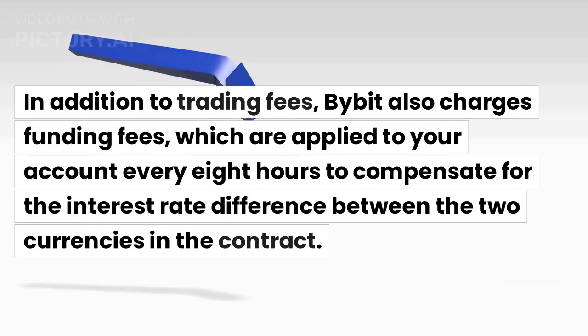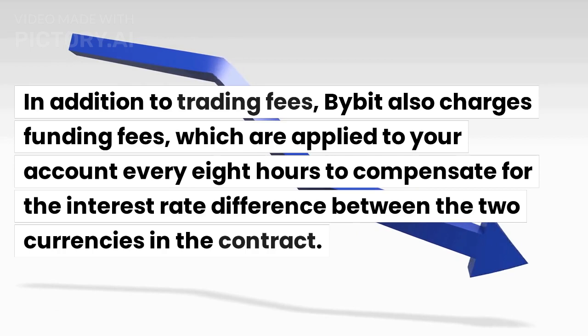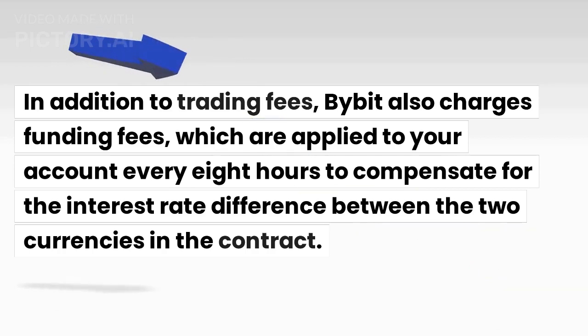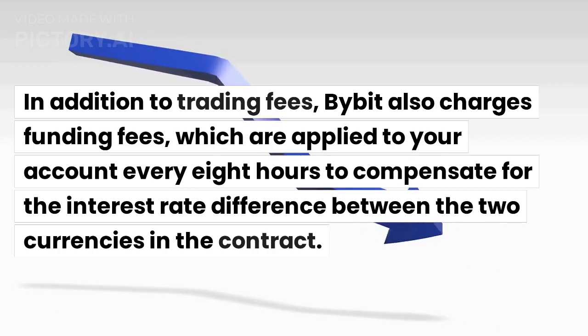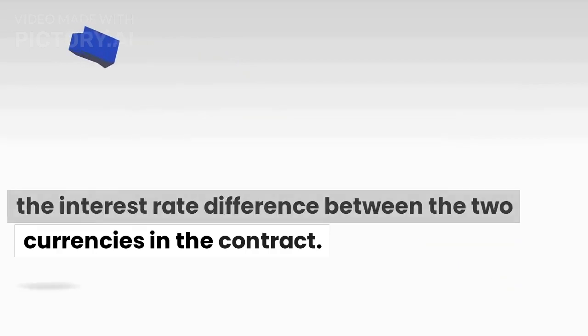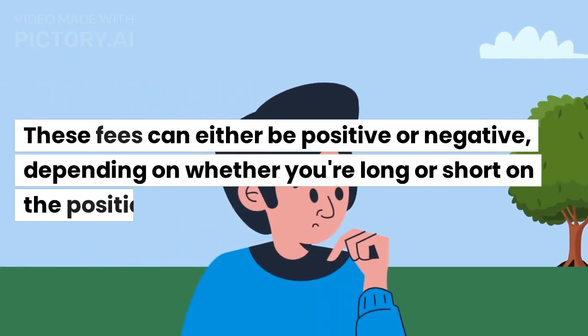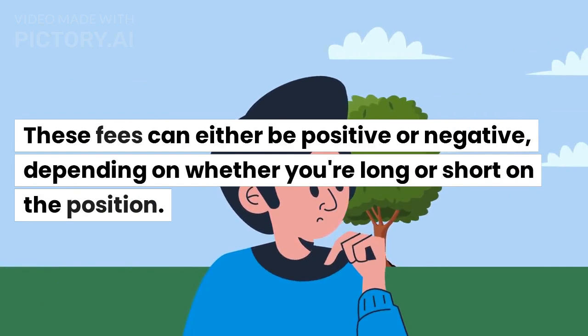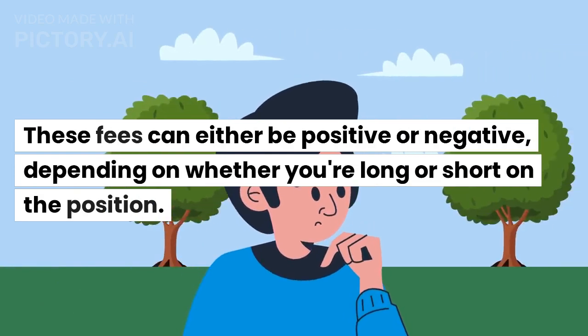In addition to trading fees, Bybit also charges funding fees, which are applied to your account every 8 hours to compensate for the interest rate difference between the two currencies in the contract. These fees can either be positive or negative, depending on whether you're long or short on the position.